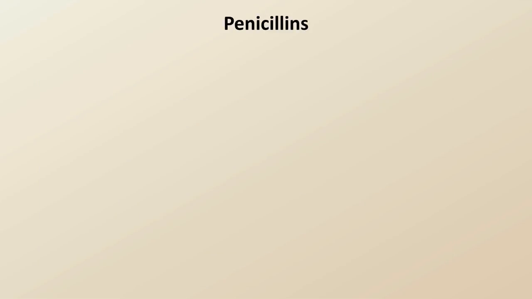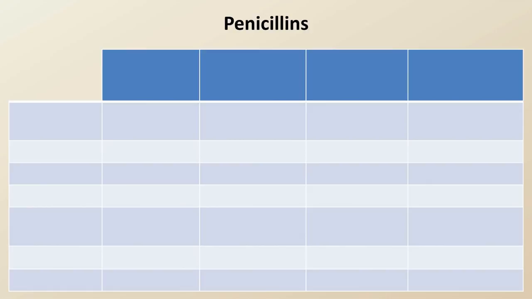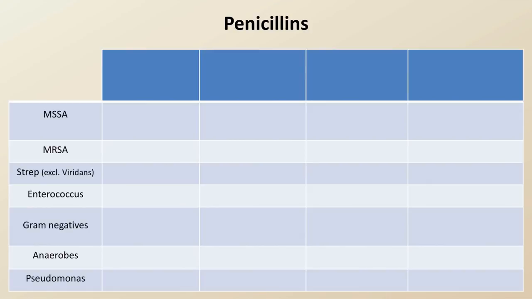What does the spectrum of activity for the penicillins look like? Here we have some major categories of bacteria. You'll notice that the strep coverage does not include strep viridans, as none of the penicillins have good strep viridans coverage. Natural penicillins, on rare occasions known as first-generation penicillins, have fair MSSA coverage, that is, methicillin-sensitive Staph aureus, excellent coverage of non-viridans strep, fair enterococcus coverage, and fair anaerobic coverage.